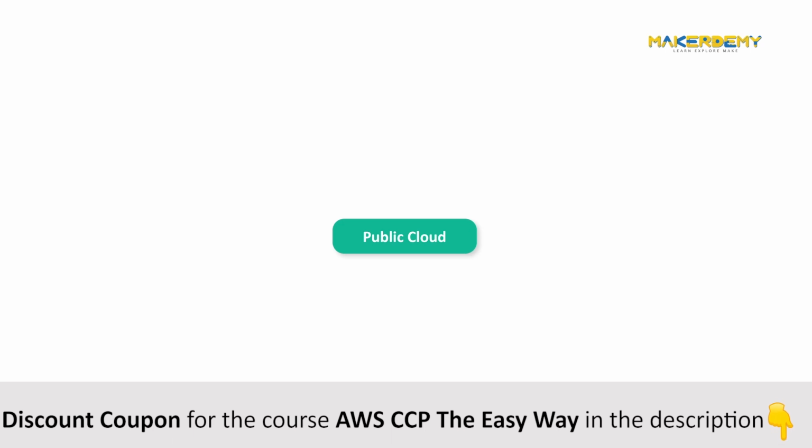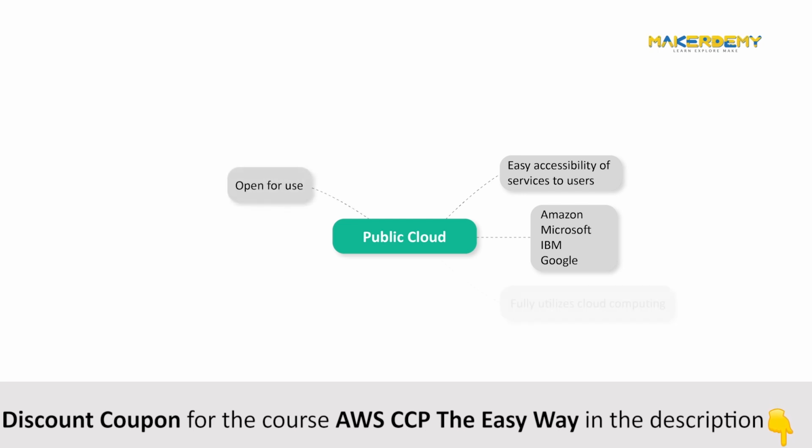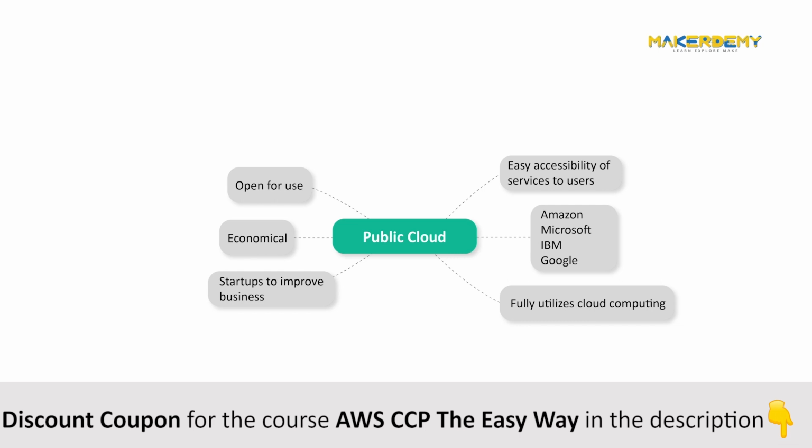The public cloud is a type of cloud hosting that allows the accessibility of systems and its services to its users easily using cloud computing. Amazon, Microsoft, IBM, Google, etc. are some of the biggest public cloud providers. This cloud service is open for use and fully utilizes cloud computing. This type of cloud is economical as there is a decrease in capital overheads on account of economy of scale. Startups, SaaS offerings, new companies, and projects can easily use this to improve their business.